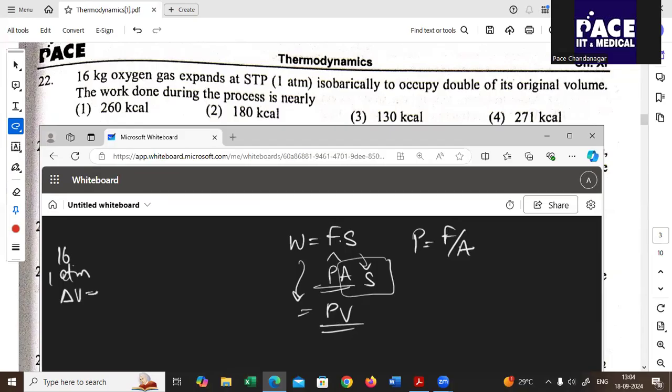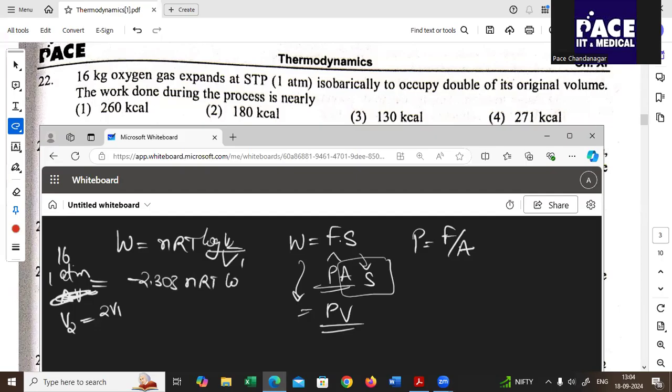Delta V is double, which means V2 is equal to 2 times V1, I'm writing. Then the work done during the process is what? Work done is nRT log V2 by V1, or it is also equal to minus 2.303 nRT log V2 by V1.